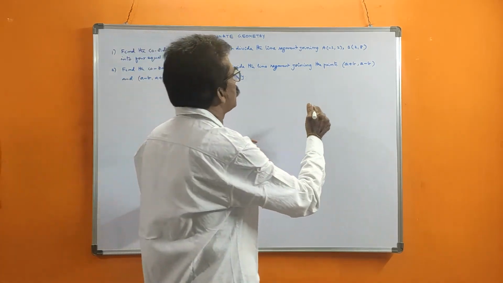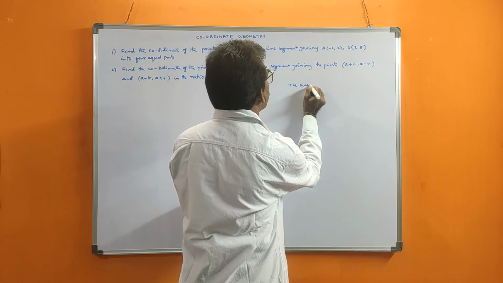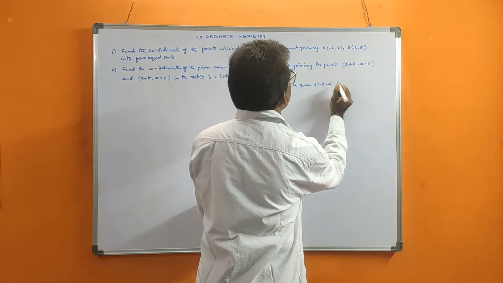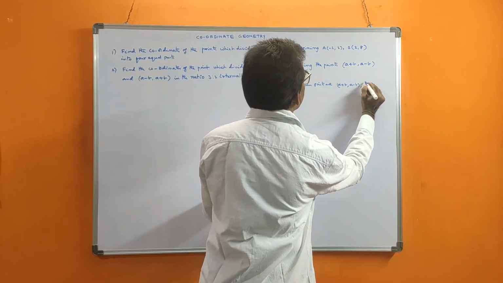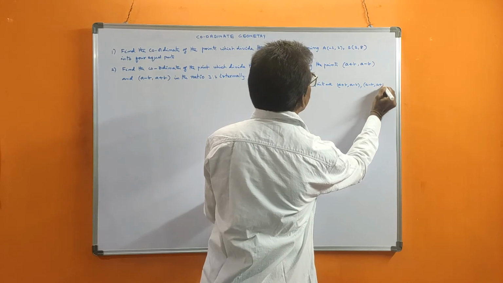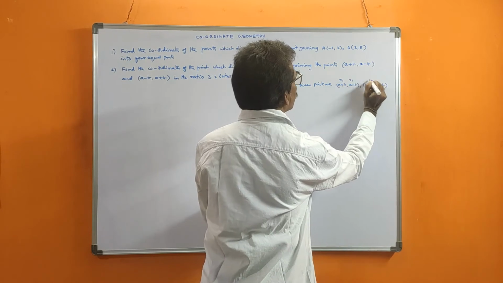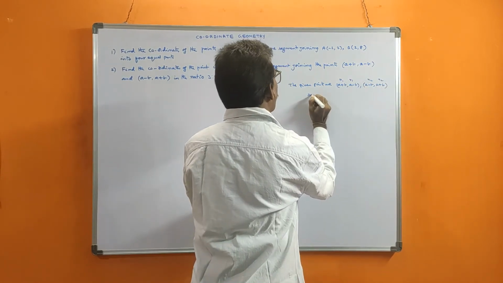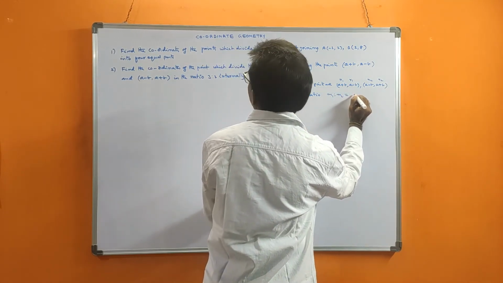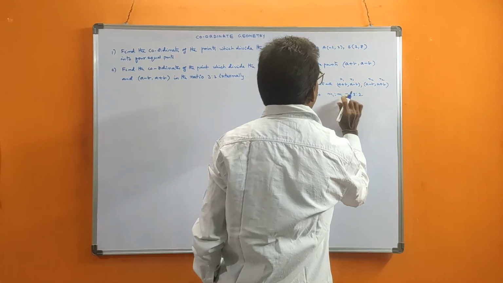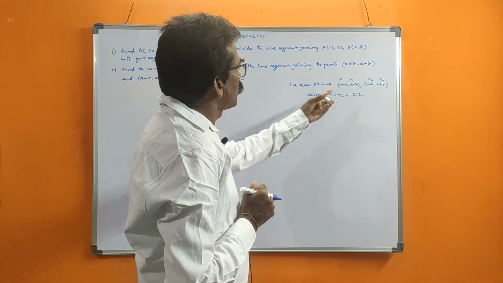Okay, now I'm directly writing. The given points are a plus b, a minus b, and a minus b, a plus b. That means x1, y1, x2, y2. Ratio m1 is to m2 is equal to 3 is to 2. m1, m2 ratio. Now we can easily calculate that.